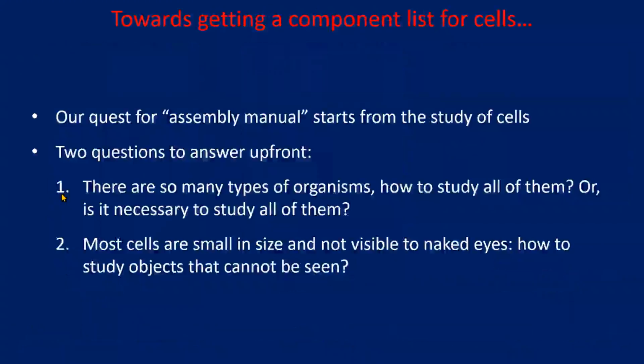So then, in order to get this component inside the cell, how do we obtain this component? And then there would be two questions. There are so many types of organisms, living beings. Do you want to study all of them in order to understand a particular component of the cell, or do you want to study only a few of them? That's the first question that comes to mind. The second question is that most cells are small in size and not visible to the naked eye. Then how do we study these objects which cannot be seen by the naked eye?